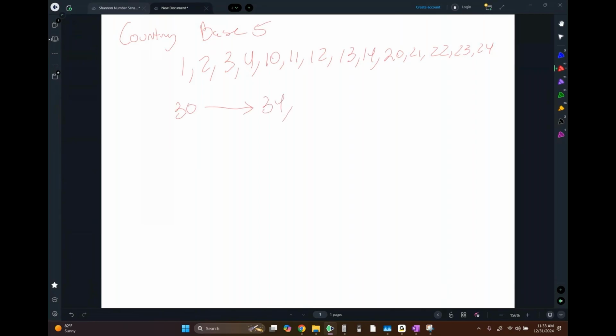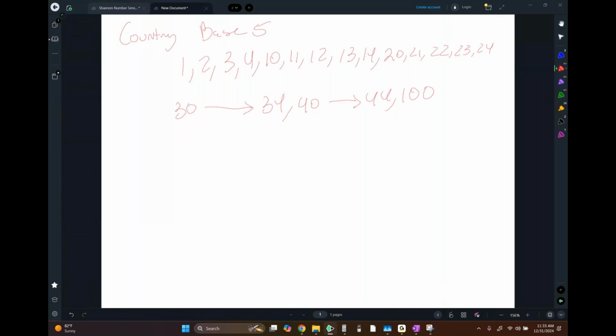Then what's the next number? 40. 40, all the way to 44. What's the next number? 50? No, not 50. 55 doesn't exist. 60? No, 100. 100 is the next number, okay? That is how you count in base 5. You basically say 5 and above doesn't exist. In base 6, you would say 6 and above doesn't exist.